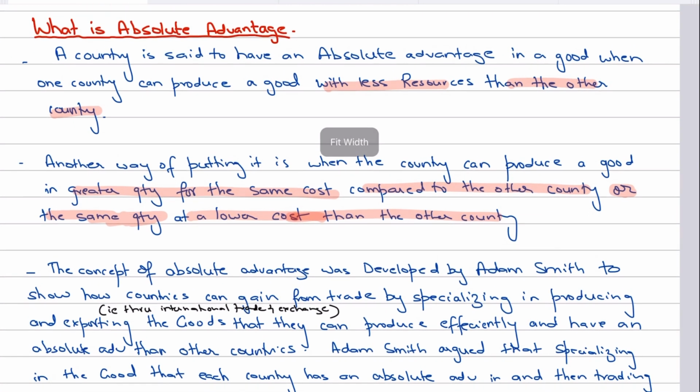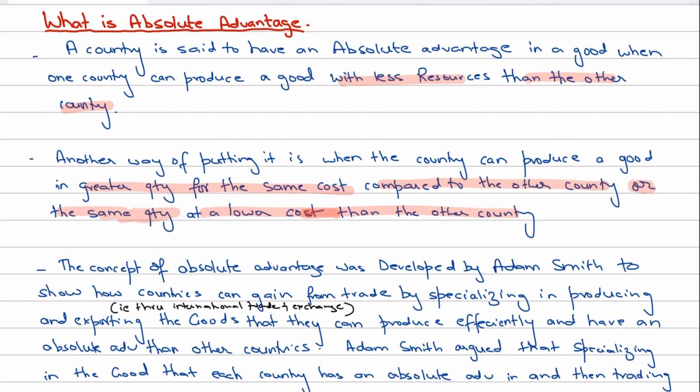Basically, you need to understand what absolute advantage is. Absolute advantage is when one country can produce a good with fewer resources, which simply means that your average cost of production is lower. Or you could say that you could produce a higher quantity for the same cost, or that one country could produce the same quantity at a lower cost, right?